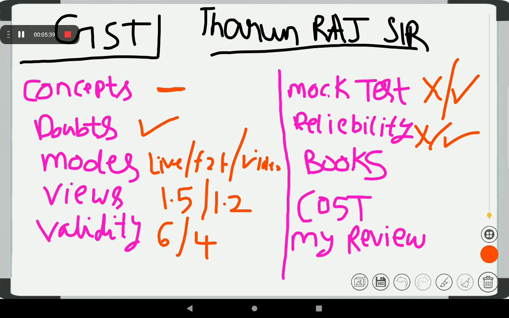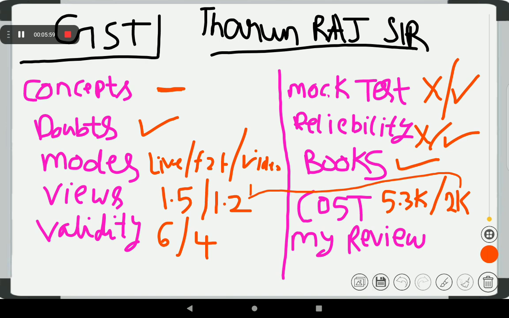Okay, sir. So books, I have said. Cost. When I was purchasing it was 5.3k. Now the cost is drastically reduced. It is 2k, but the validity differs. So in this, you can say that the validity is for 2k. The views is 1.2, and validity comes for 4 months. 4 months. Okay, wow.